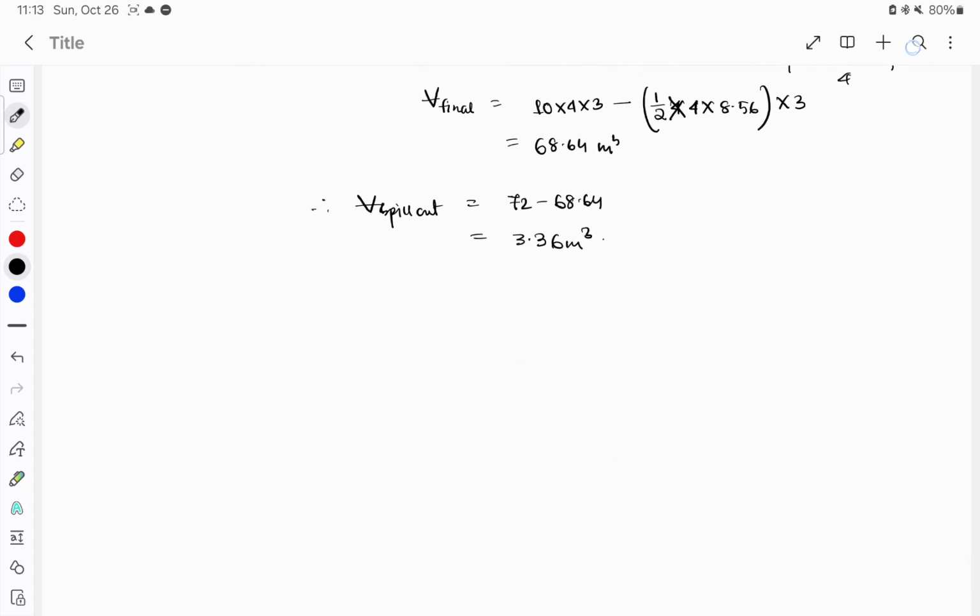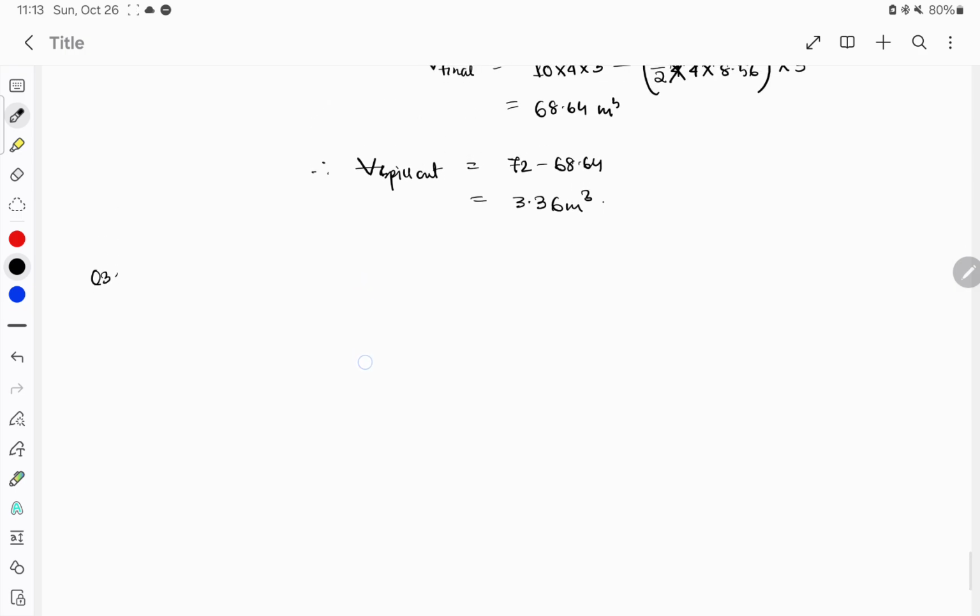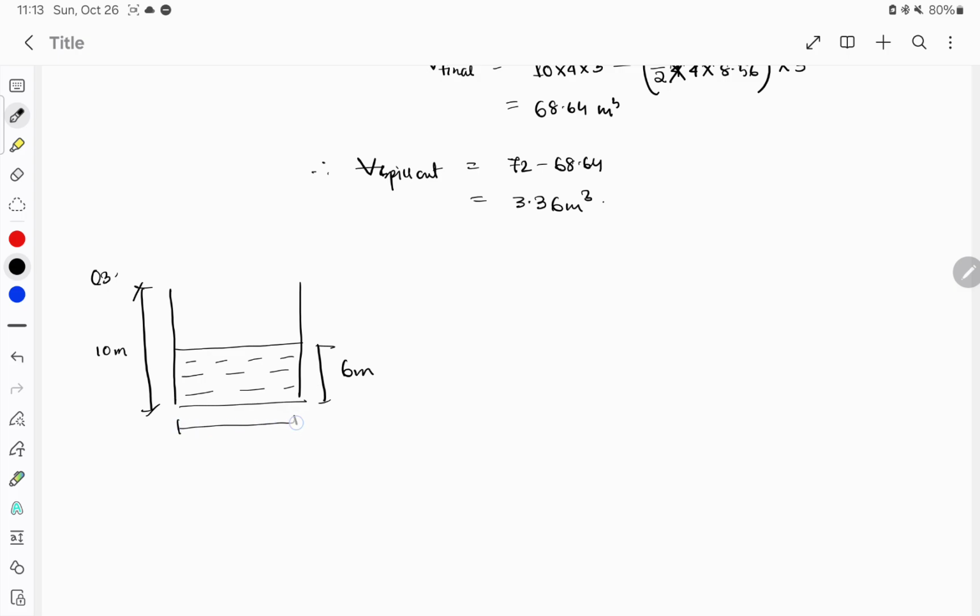One question for you. So one question for you to practice. This is a typical question. You have to take the help of the book. So if they say that okay, same my dimension, same question, the height of the container was 10 meters, the height of water in it was 6 meter, length of the container was 4 meters and width was 3 meters.